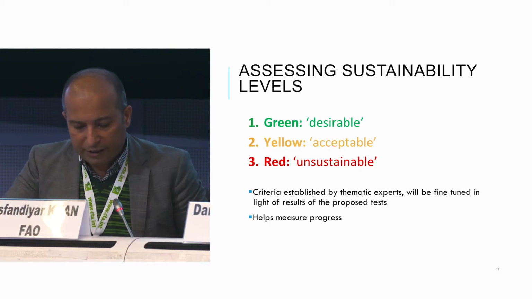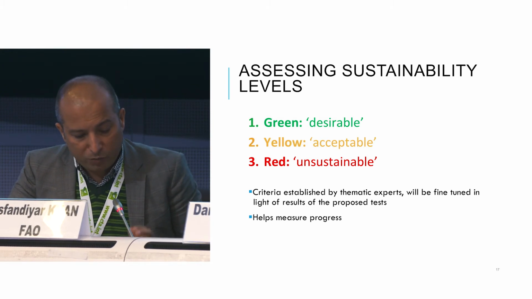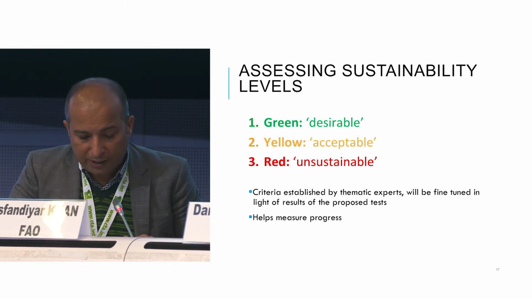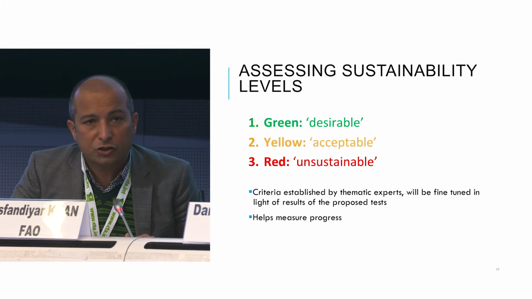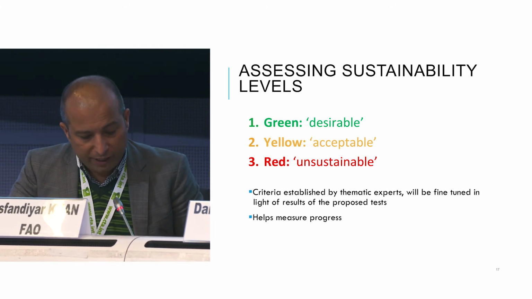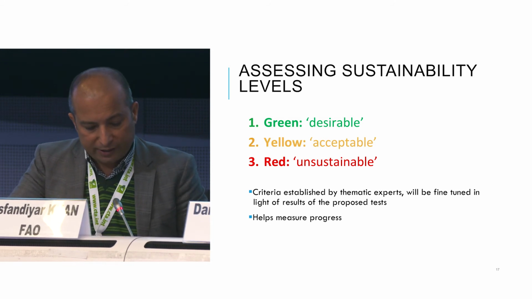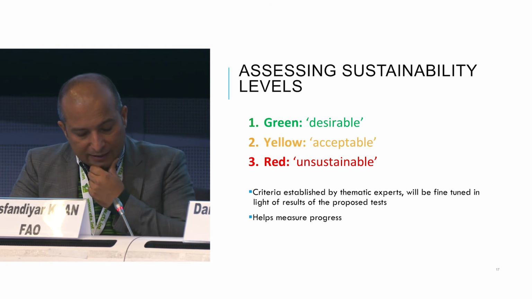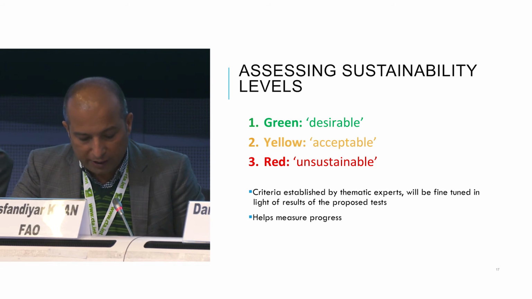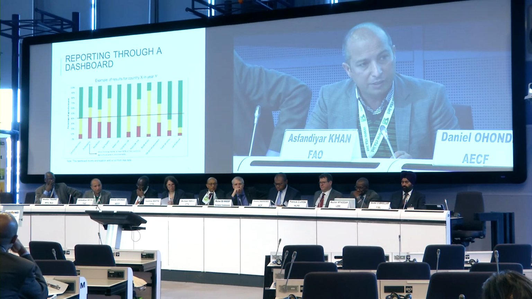So basically for assessing the sustainability levels, we have assigned thresholds or sustainability criteria for us to basically say something as to whether this agriculture holding or farm is sustainable or otherwise. We are using this traffic light approach whereby green is labeled as desirable, yellow acceptable, and red is unsustainable. These threshold values or criteria were established by thematic experts and will be fine-tuned in the light of the proposed tests currently ongoing in Bangladesh.